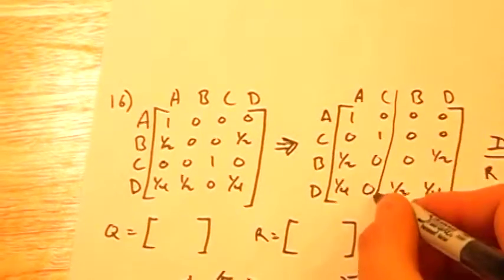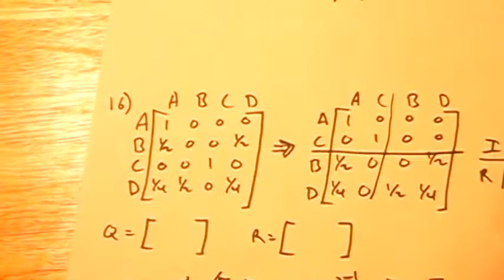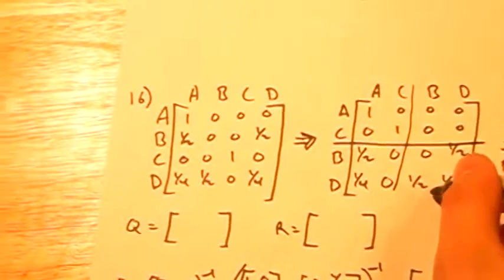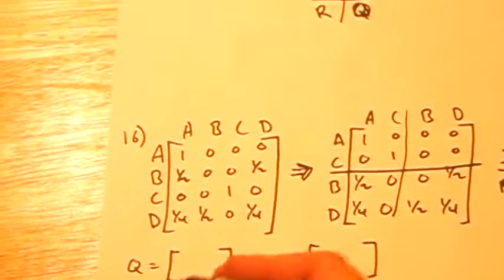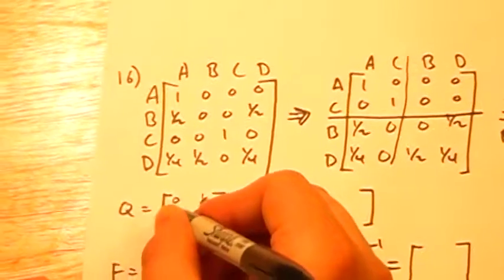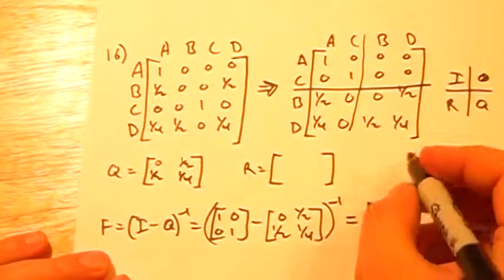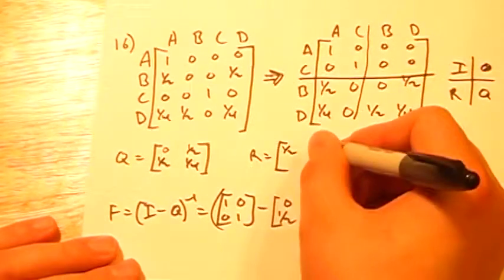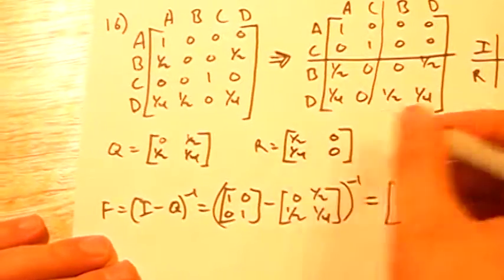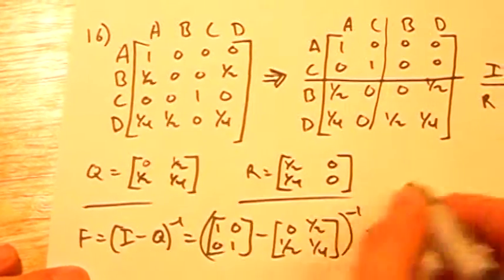Just like in the last problem, we'll have an identity matrix and a zero matrix, and then we're left with our R and our Q. So we already have two of our answers right there. Our Q matrix is 0, 1/2, 1/2, and 1/4. Right? And our R matrix is 1/2, 0, 1/4, and 0. So those two parts of the problem are done.